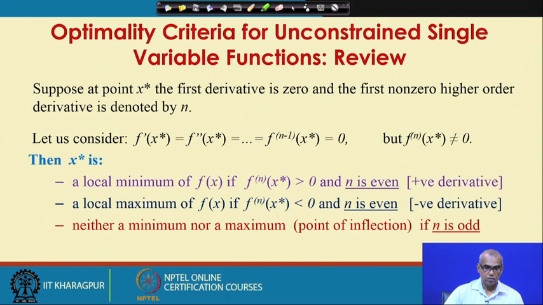So, what we can summarize is: the first order necessary condition is df/dx at x equal to x star is 0. The second order necessary condition is d square f/dx square greater or equal to 0 or less or equal to 0, depending on whether we are talking about minimum or maximum. The second order sufficient conditions are strictly greater than 0 or strictly less than 0, depending on whether we are talking about minimum or maximum.